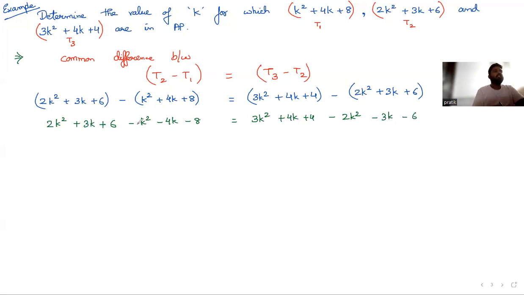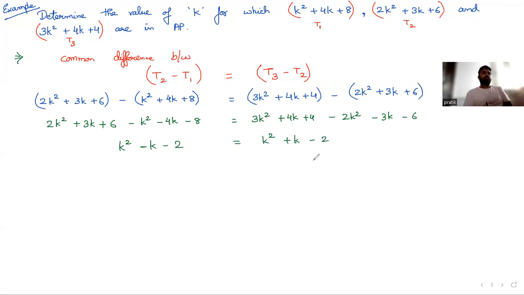So this becomes 2k square minus k square, which is nothing but k square. 3k minus 4k is minus k. 6 minus 8 is minus 2, which is equal to 3k square minus 2k square is k square. And then 4k minus 3k is nothing but plus k. And 4 minus 6 is minus 2.